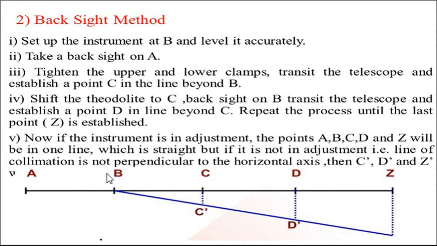Now, in this, if the instrument is in adjustment, then A, B, C, D up to Z will be one straight line. But if the instrument is not in adjustment, then we will get a small error, that is, instead of getting C, we will get C dash. Instead of getting D, we will get D dash. Okay.